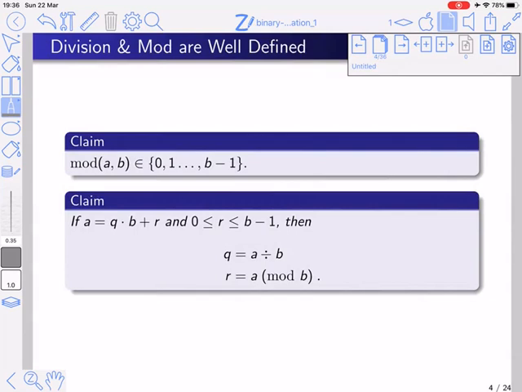Okay, so we have concluded that the remainder is always between 0 and B minus 1, where B is the divider, and that there is a unique way of representing A as a quotient times B plus a remainder, where the remainder is between 0 and B minus 1.